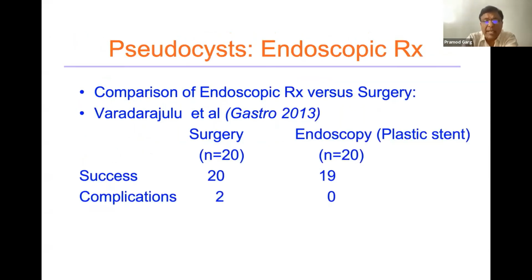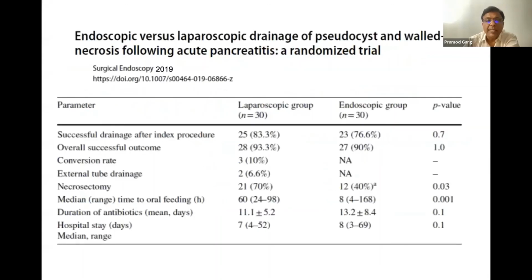So this was the first randomized trial between surgery and endoscopic, published many years ago by Shyam Bardrajulu, and he showed even with the use of plastic stents, these were better than surgery or similar to surgery in terms of success and complications. Now, the only thing is in this trial, most of the patients had chronic pancreatitis with fluid collections. Hospital stay and cost was less with endoscopy.